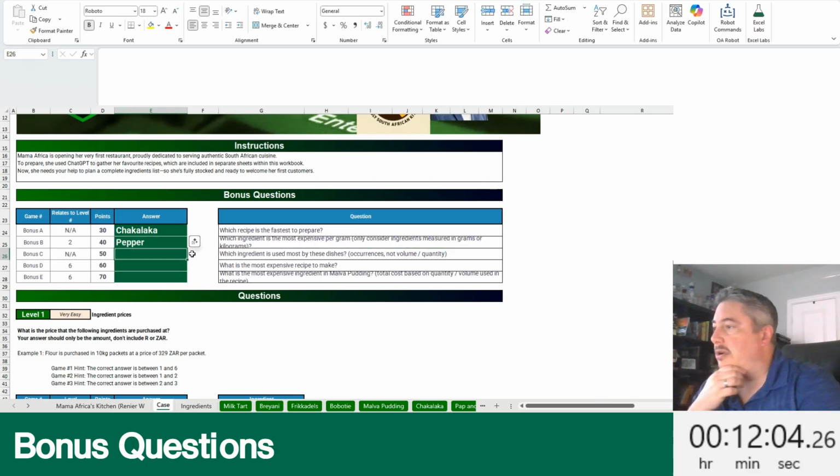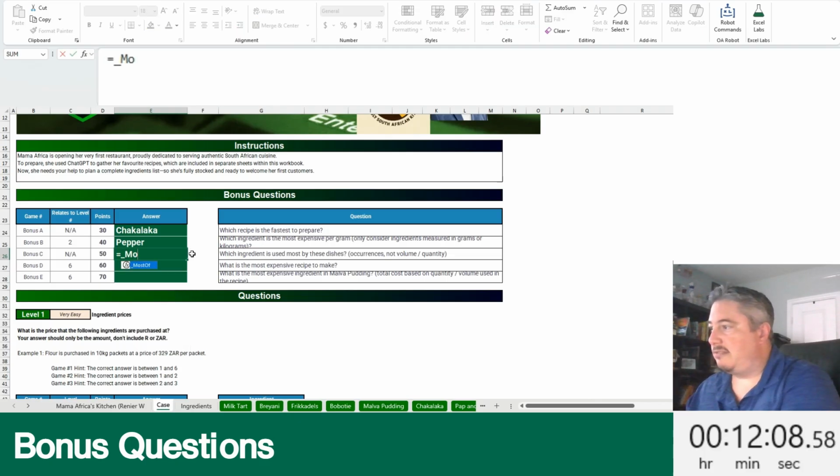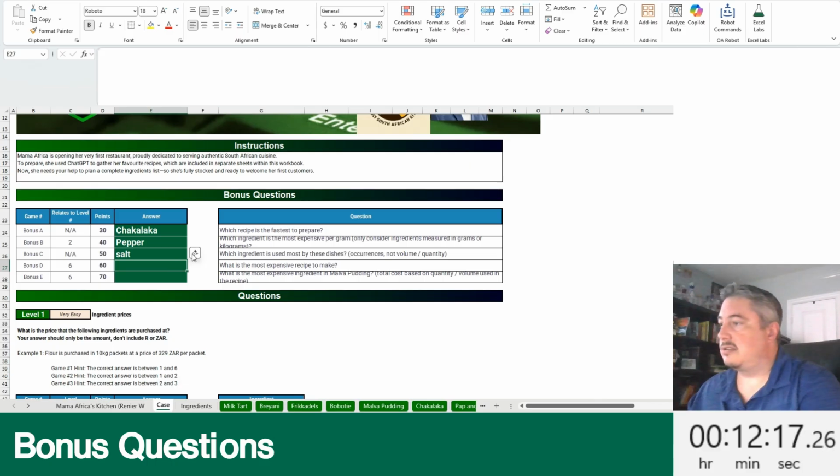Alright, so pepper. Which ingredient is used by most? Alright, this is my one and only lambda that I've used so far. Most of recipes, ingredients. Salt is used the most. That's a pretty good guess.